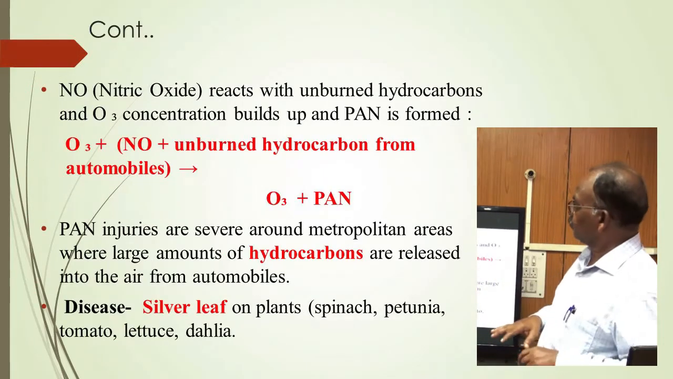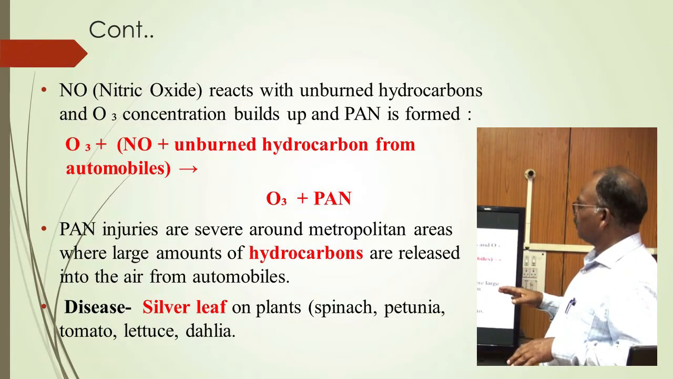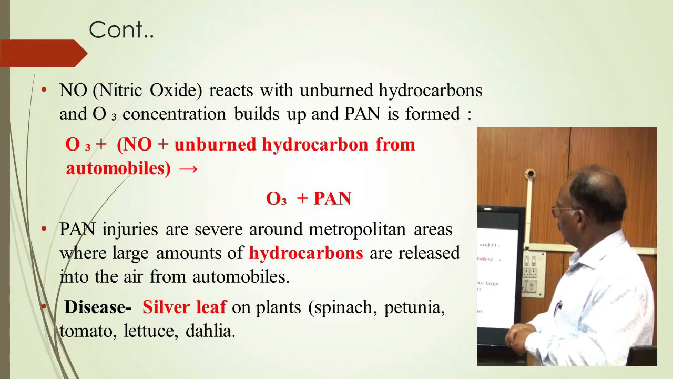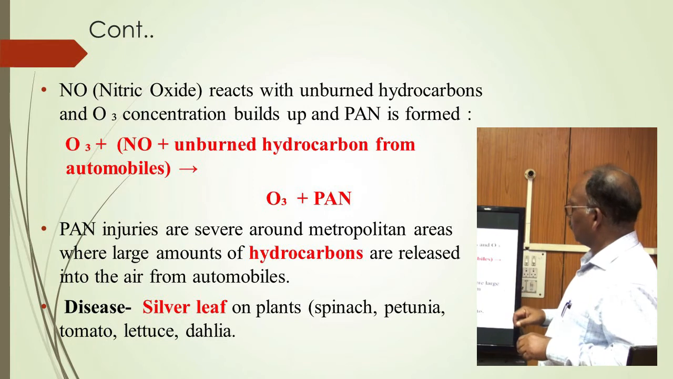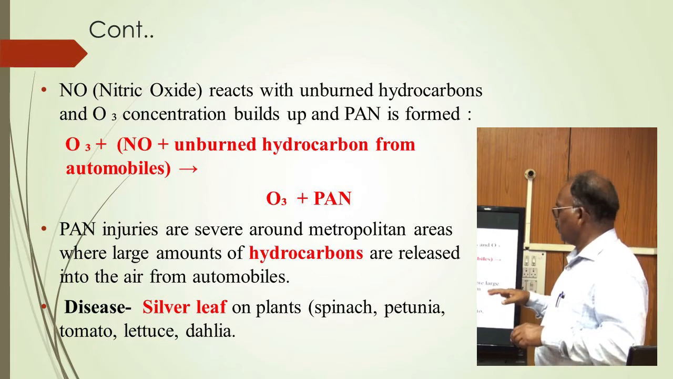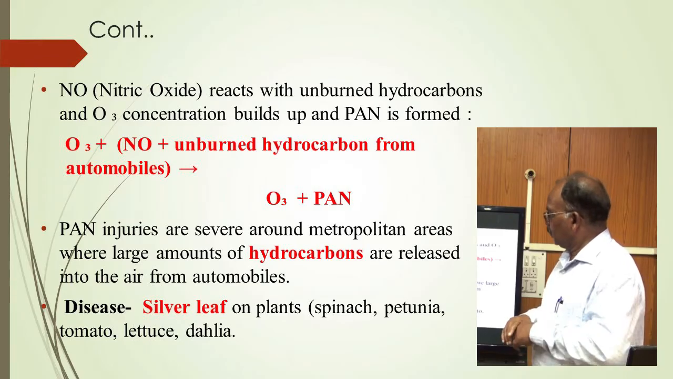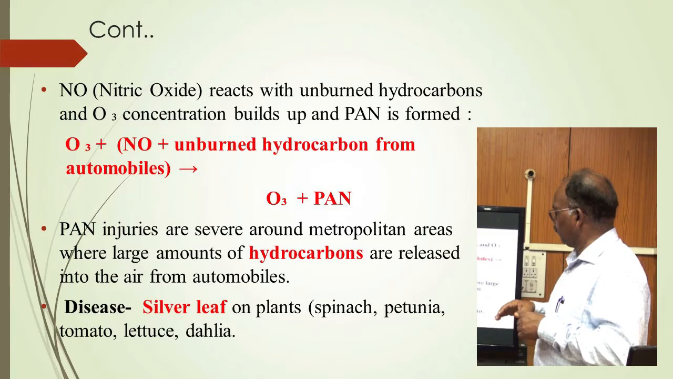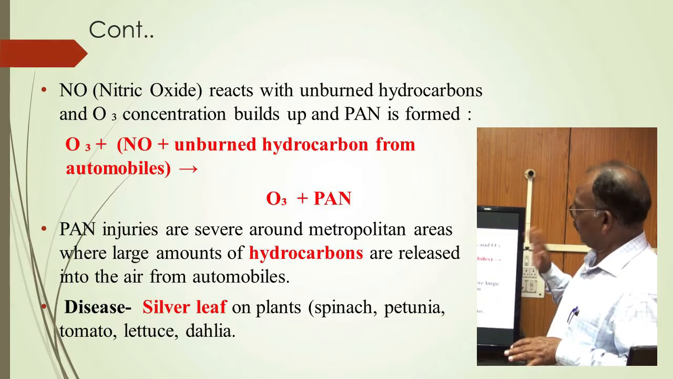Nitric oxide reacts with the unburned hydrocarbons, ozone concentration builds up, and PAN is formed. PAN injuries are severe around metropolitan cities where large amounts of hydrocarbons are released into the air from automobiles. There are some diseases, like silver leaf on plants, that occur due to this PAN.